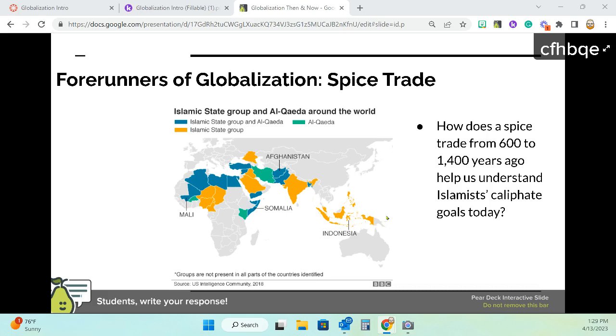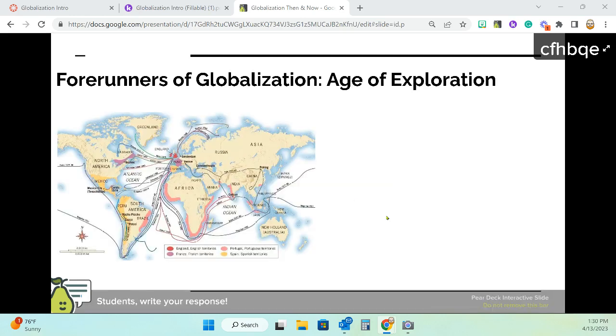If you ask somebody, what is the Muslim country with the largest population, a lot of people would think, well, it's probably Saudi Arabia, or maybe it's Iran, or maybe Turkey. But no, it is Indonesia. Clearly, Indonesia. And that is because of the spice trade.